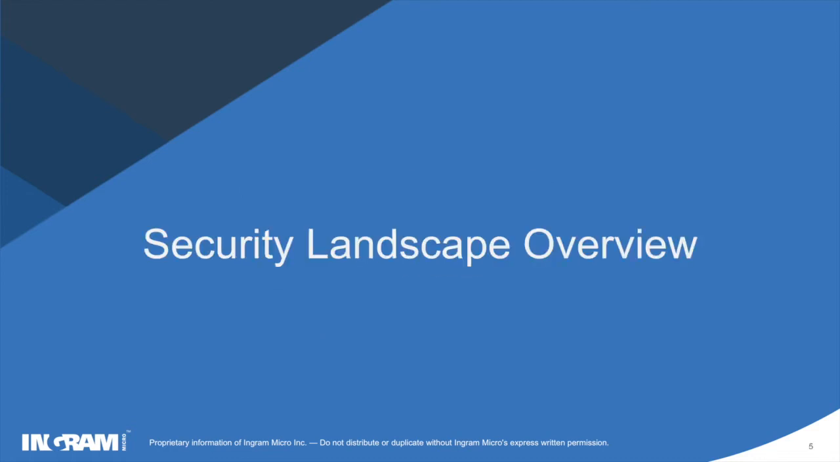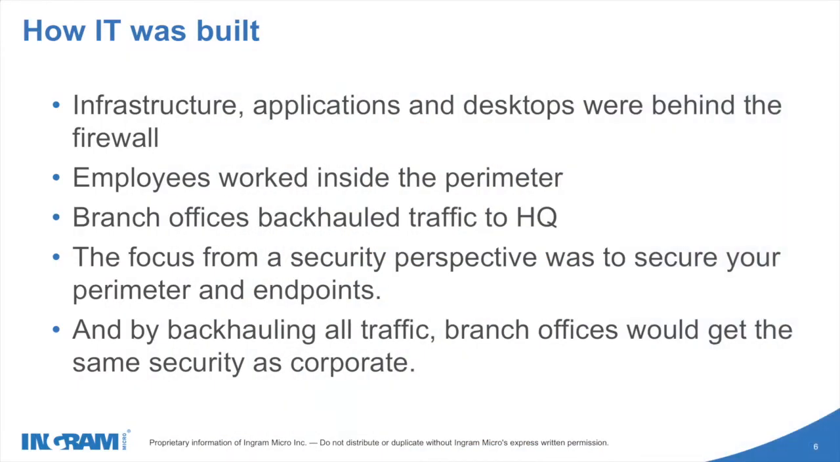In today's section, we're going to talk about security landscape overview. Going back a few years, most if not all infrastructure, applications, and desktops were behind the firewall. And to work, employees went into an office location and logged into the network. Branch offices backhauled all the traffic to headquarters. The focus from a security perspective was to secure your perimeter and endpoints. And by backhauling all traffic, branch offices would get the same security as the corporate.